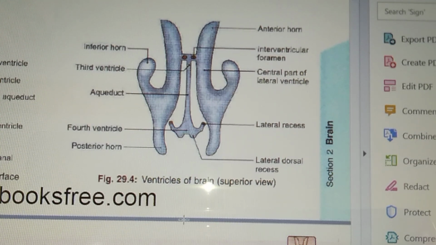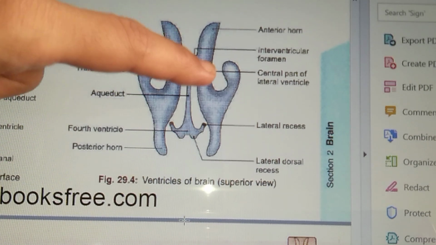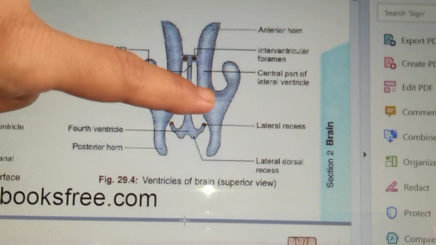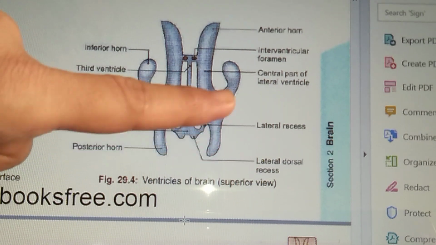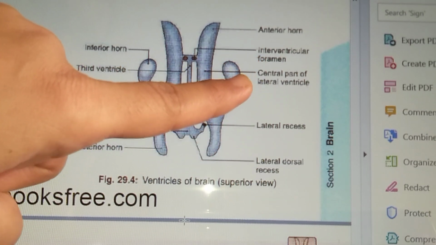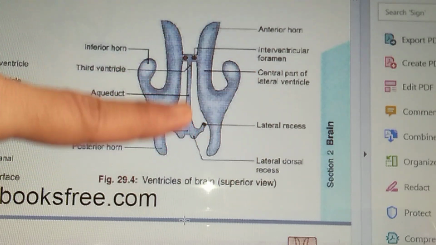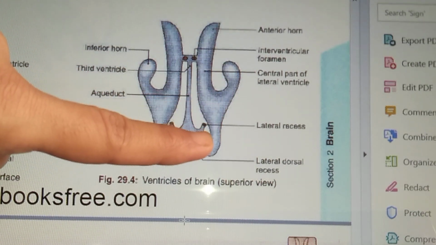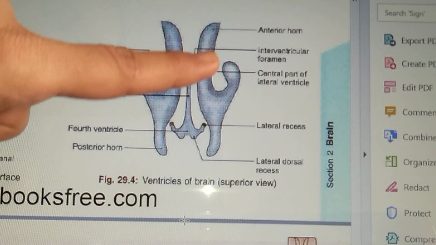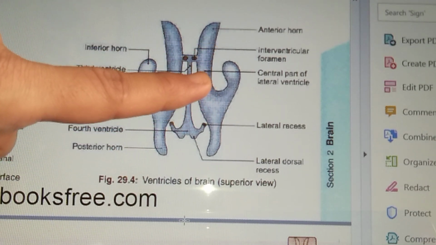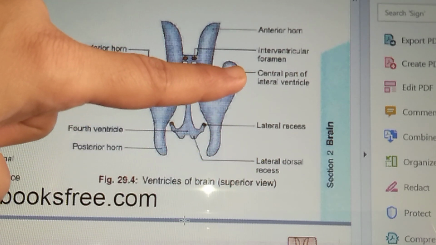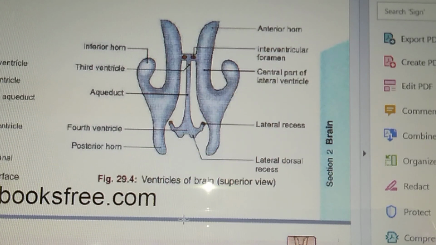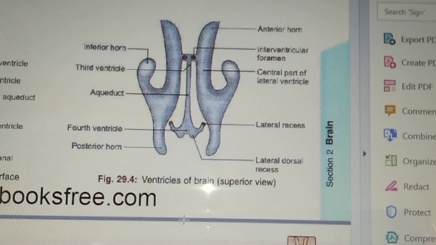Each lateral ventricle consists of a central part and three horns: anterior horn, posterior horn and inferior horn. I repeat again, each lateral ventricle has a total of four parts. One is the central part, and the other three are the horns: anterior horn, posterior horn and inferior horn. Now one by one we will take all the parts in detail. First is the central part.